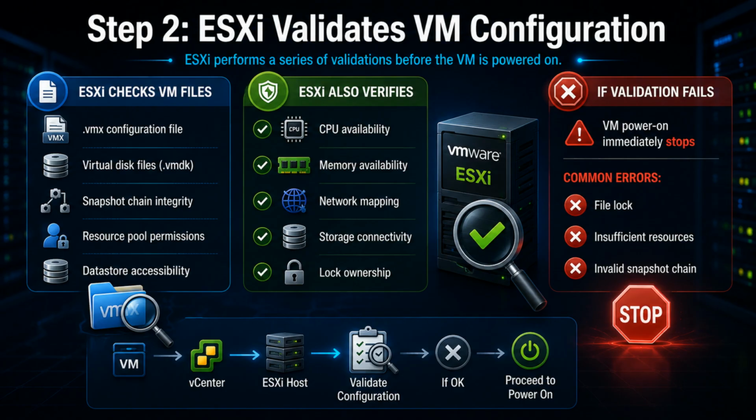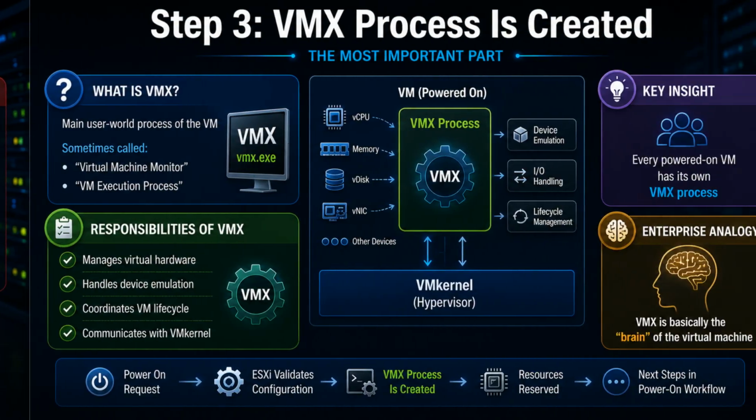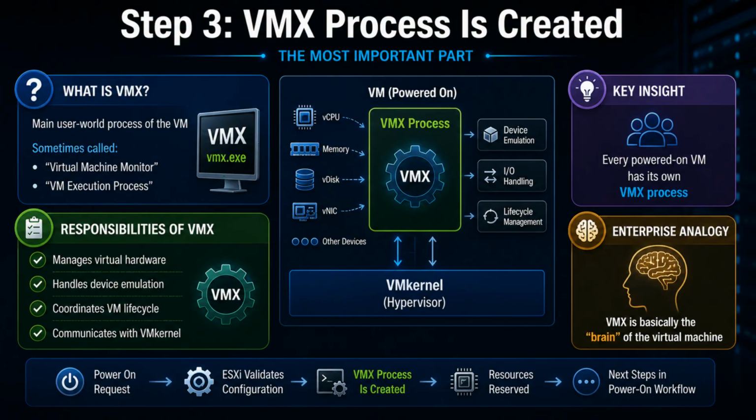After validation succeeds, ESXi creates the most important process of the entire VM. This is where the VM actually starts becoming alive. ESXi now creates the VMX process, the main user world process of the virtual machine. You can think of VMX as the brain of the VM. It manages virtual hardware, handles device emulation, coordinates VM lifecycle operations, and communicates directly with vMkernel. Every powered-on VM inside ESXi has its own dedicated VMX process. But the VM still doesn't have resources yet, so next, vMkernel steps in.